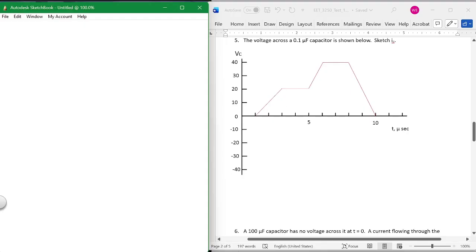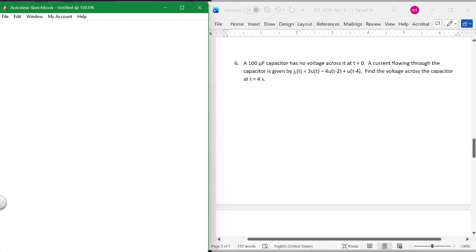Okay. Number 6. This is the integral one. This is the other brother. So voltage across it at T equals 0. Current flowing through it is given by this. Okay, so the current is 0, and then 3, and then minus 1, 0. At T equals 0, it goes up to 3, and then at T equals 2, it goes to minus 1, and then at 4, it goes to 0. So this is the integral one.